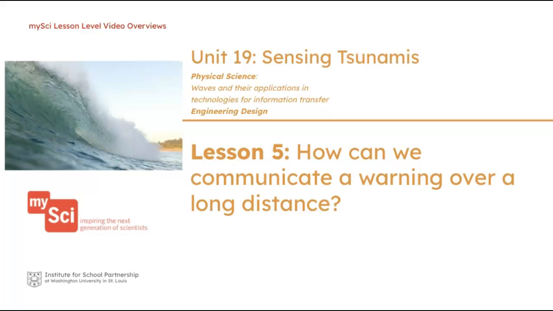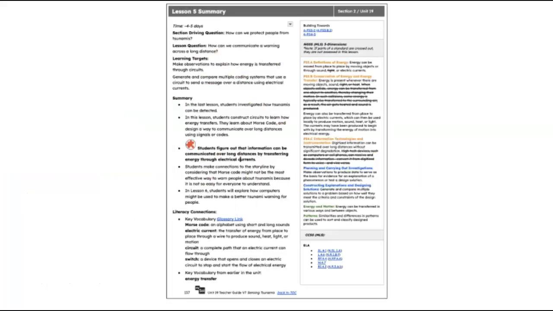Students make connections to the storyline by considering that Morse code might not be the most effective way to warn people about tsunamis because it is not so easy for everyone to understand. There are several opportunities for ELA cross-curricular connections throughout the lesson. You can look for specific standard connections in the Unit 19 Teacher Guide. This lesson will take approximately 4 to 5 days to complete.